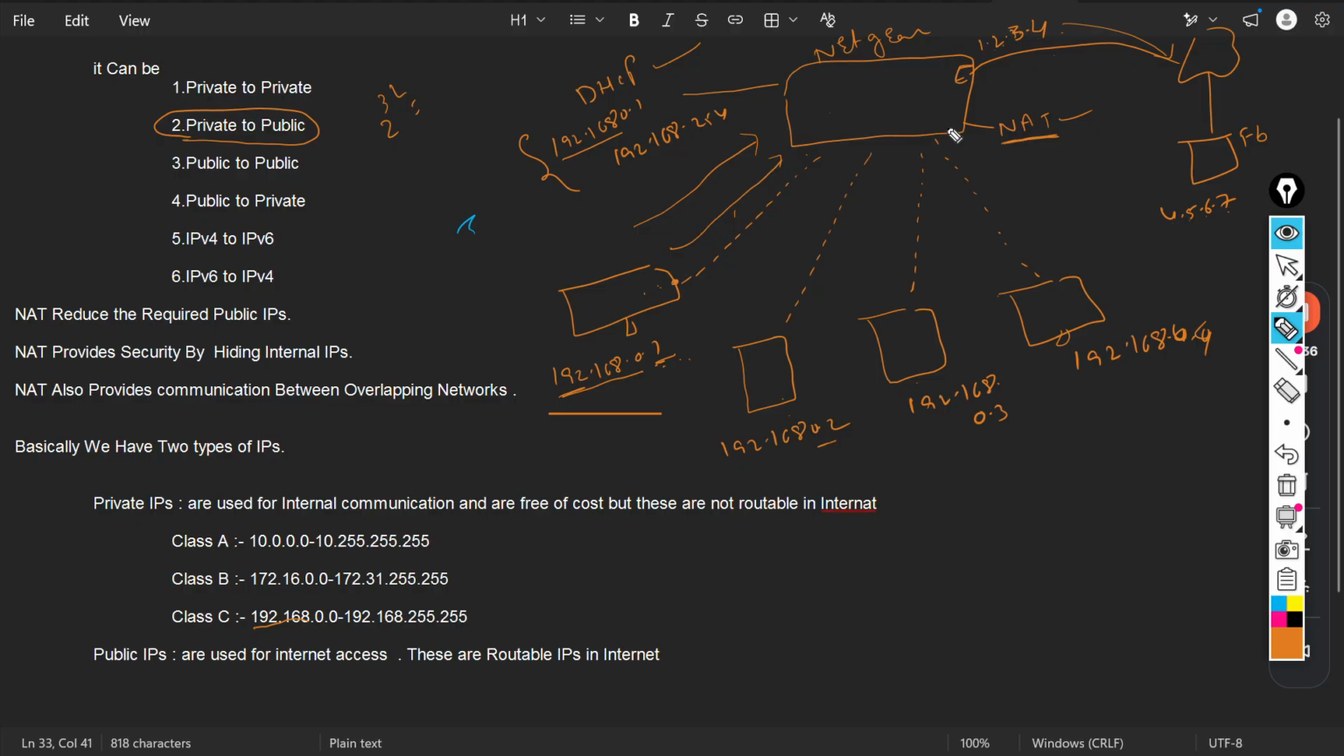Okay, so in NAT we have different types of NATs. We will discuss in next session what are the NAT types. Okay, this is how NAT works.